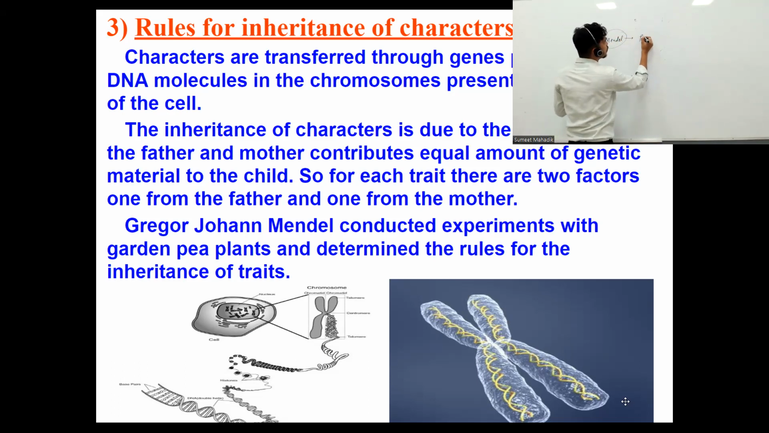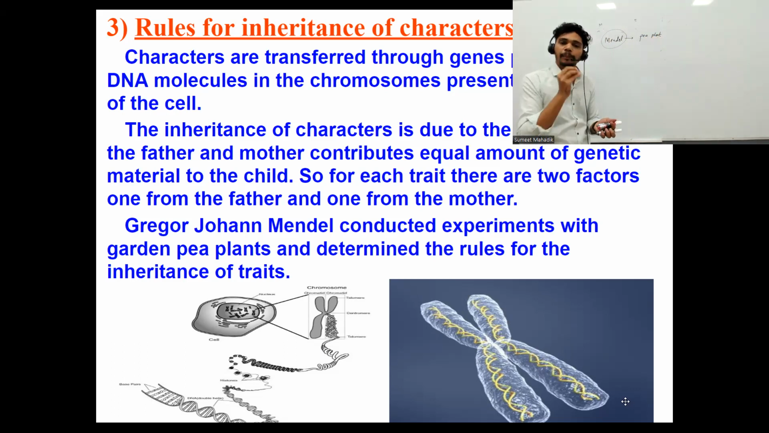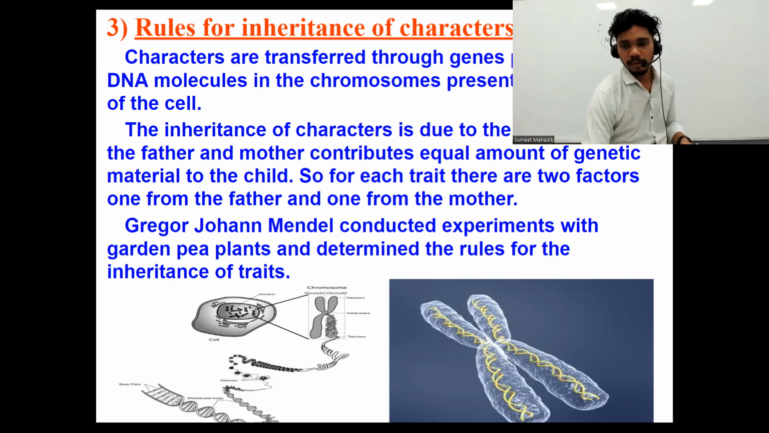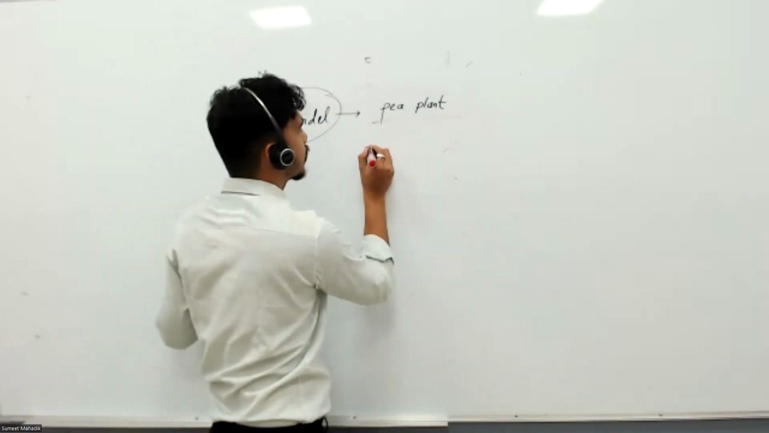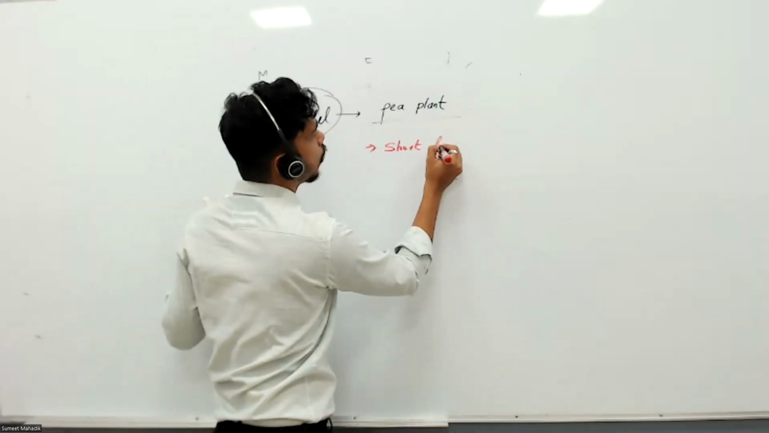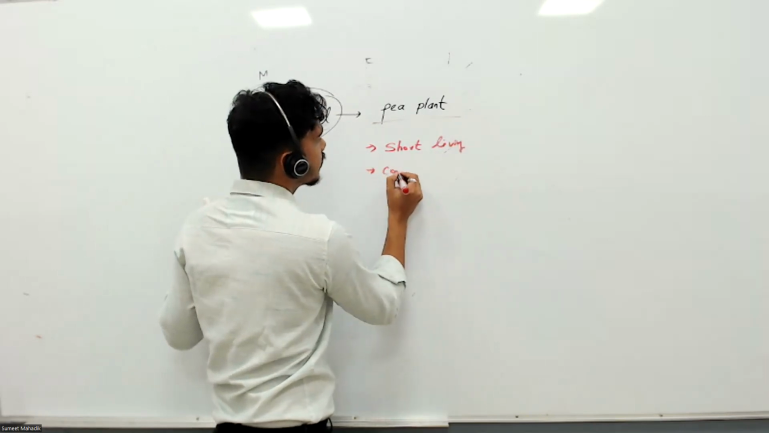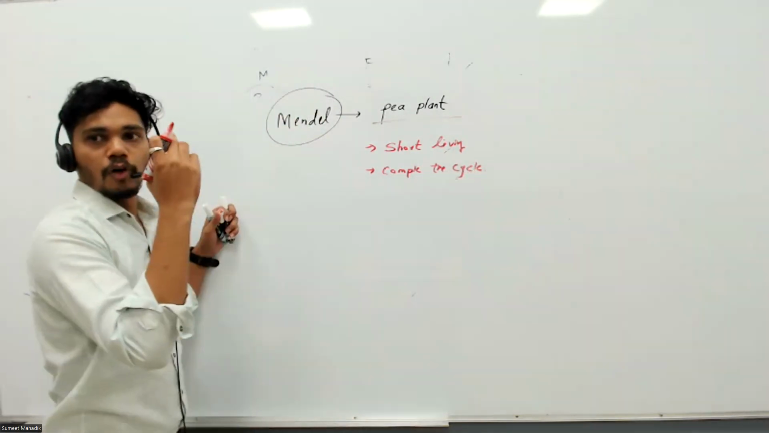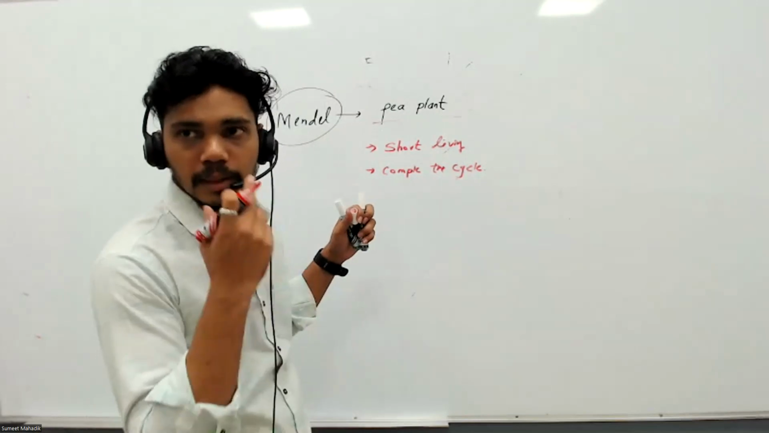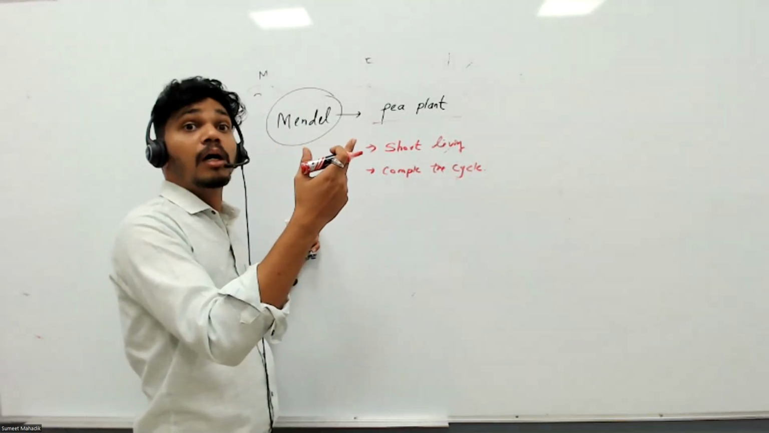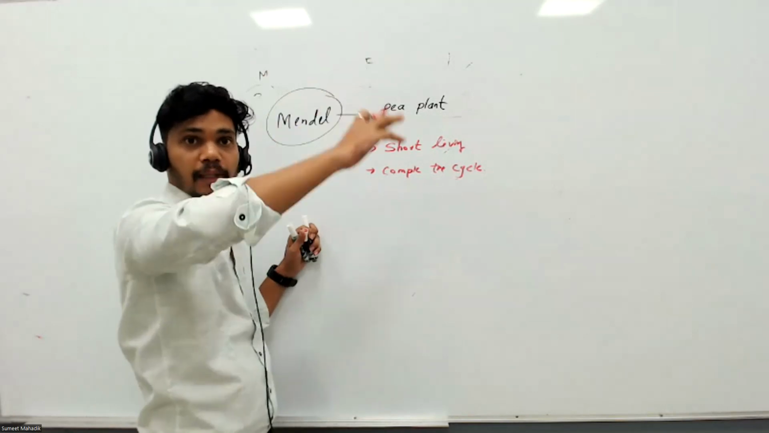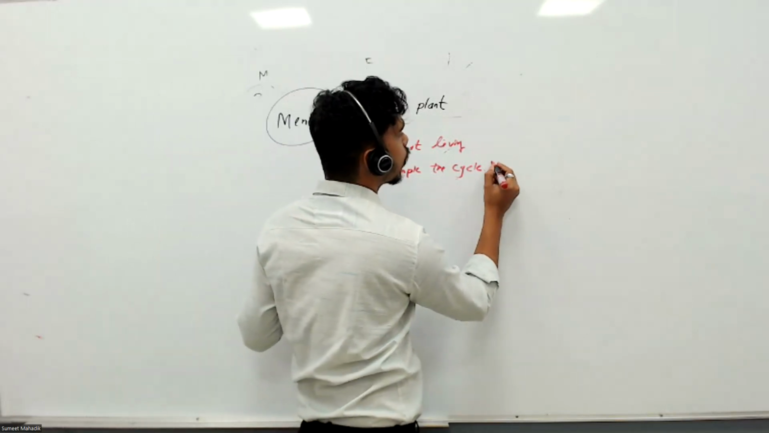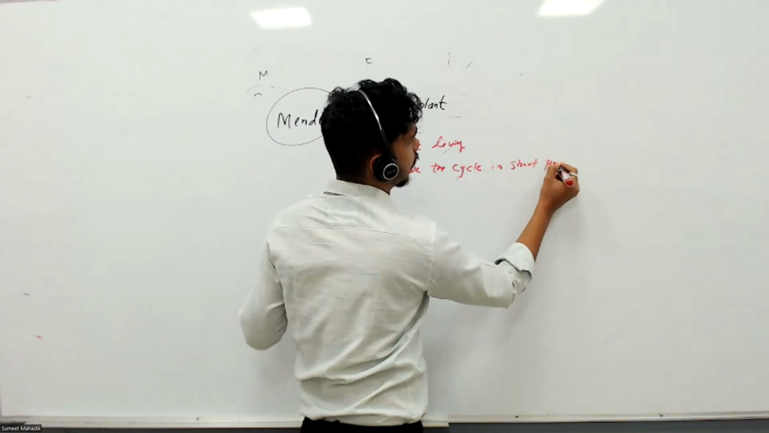Mendel performed the experiment on the pea plant. Now my question is, why did he take only the pea plant, not other plants? What is the reason? Because the pea plant is a short living plant. It completes the cycle, from root to shoot, and then a whole plant will be there. So the complete cycle happens in a short period of time.